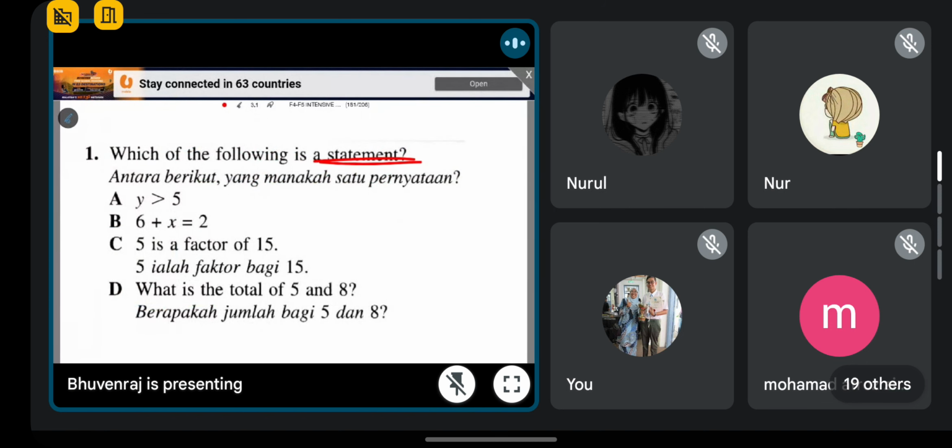Okay, now, which is a statement? Guys, we talk about this at the start of the lesson. Paling awal punya. Yang mana adalah pernyataan? Can you all tell me the answer?